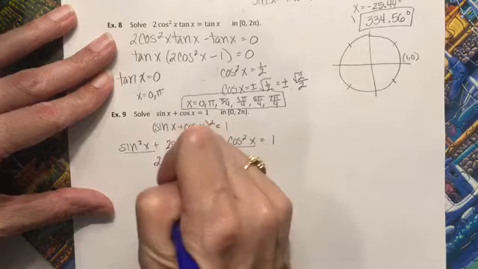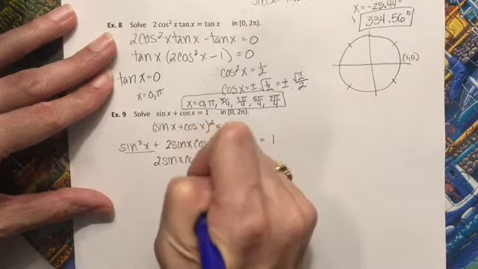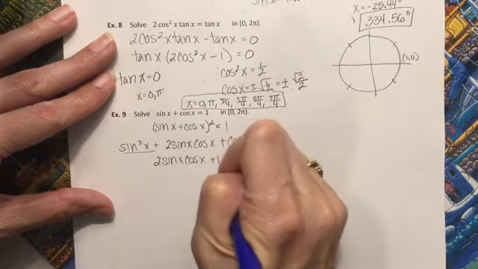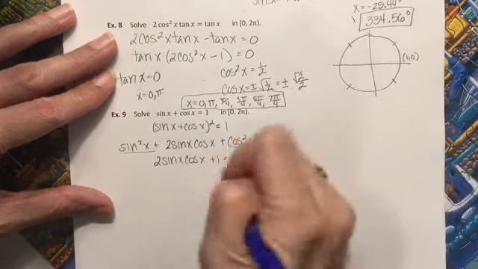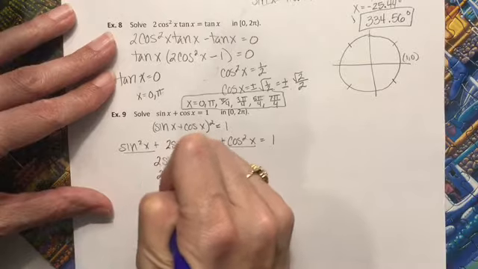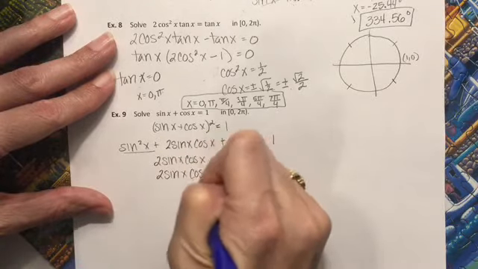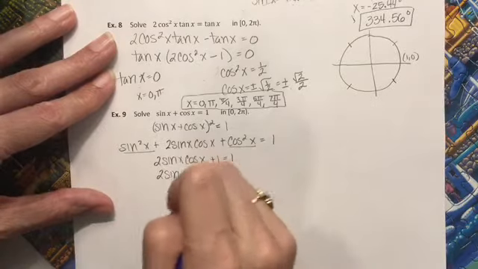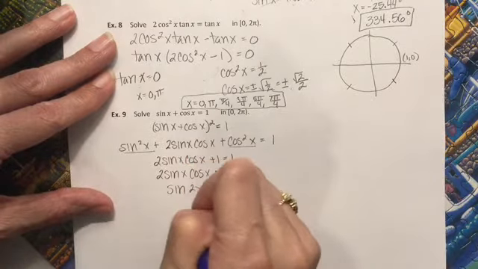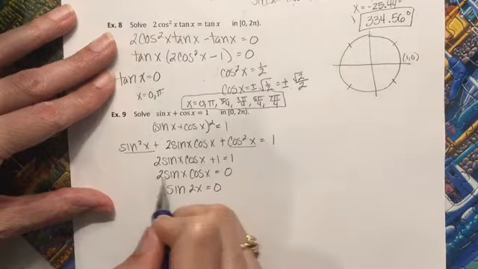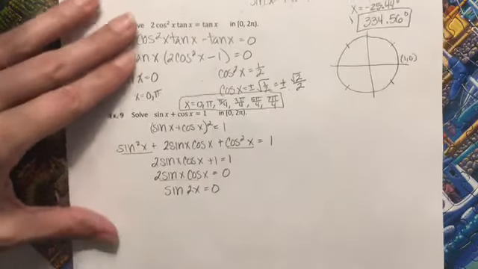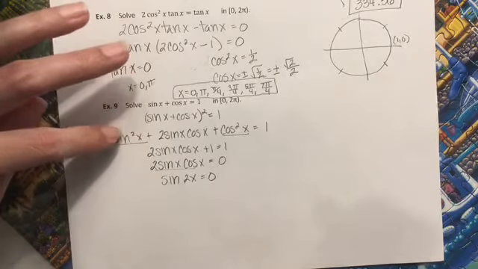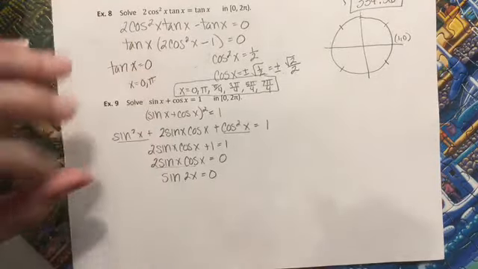So that's the same as 2 sine x cosine x plus 1 equals 1. So now that means 2 sine x cosine x equals 0. And here's another identity. That's the same as sine 2x equals 0. So I replace that with the identity. Now, this is where maybe squaring it was weird. We wouldn't have known to do that. And now this part's weird.